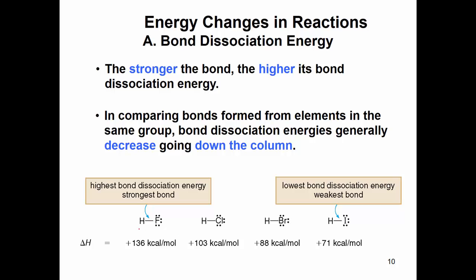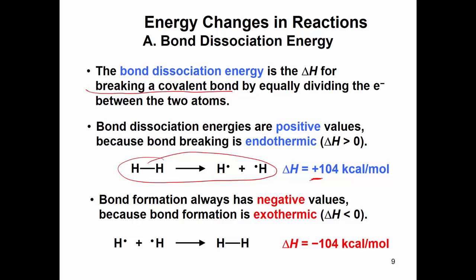This HF bond has the highest bond dissociation energy, and so it's the strongest bond. Then comes HCl, HBr, and HI is the weakest of the four that we show here because it has the lowest BDE. Now remember the BDE, if you look back here, all that is is the delta H for breaking a covalent bond. And so if it takes more energy to break a bond, then obviously it's going to be stronger.